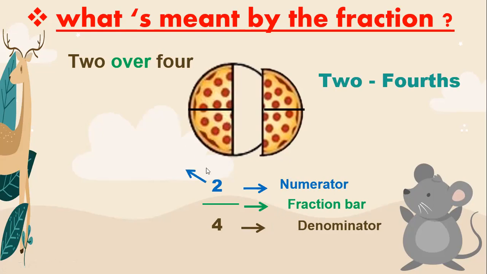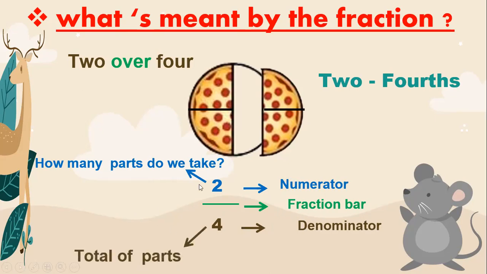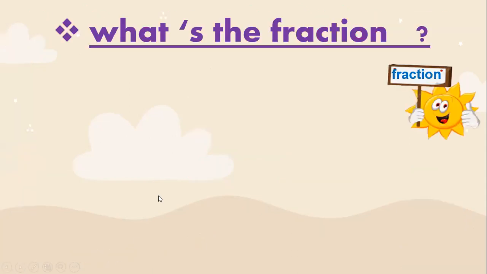So 2 is the number of parts I eat. Okay, how many parts I eat, or number of parts I take, or number of shaded parts, whatever, it's parts. Okay? While the number at the bottom, the denominator, is the total number of parts. Okay? The number at the top is the number of parts I eat, the number of shaded parts. While the number at the bottom is the total parts. Okay?